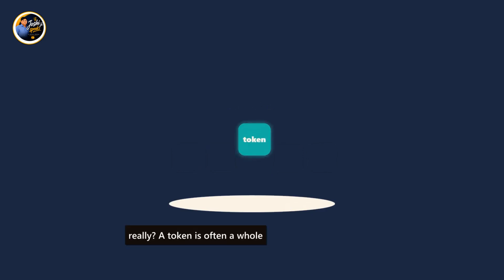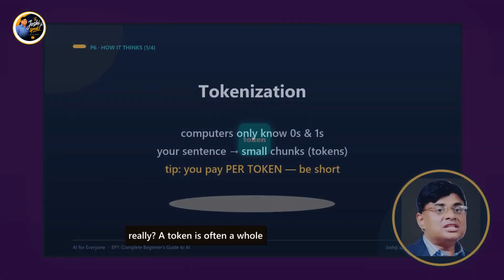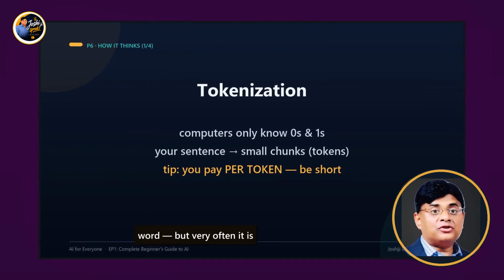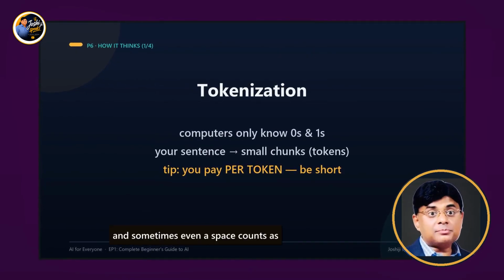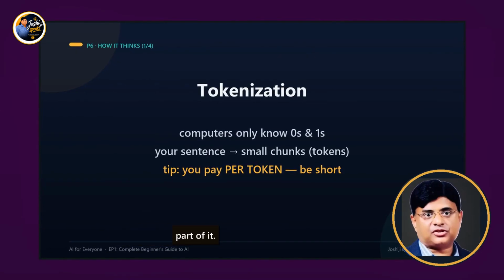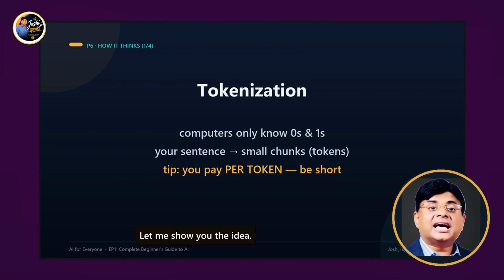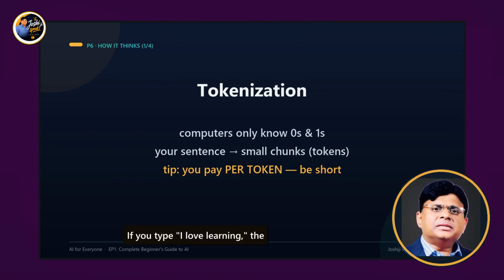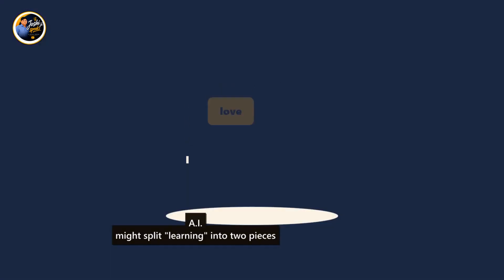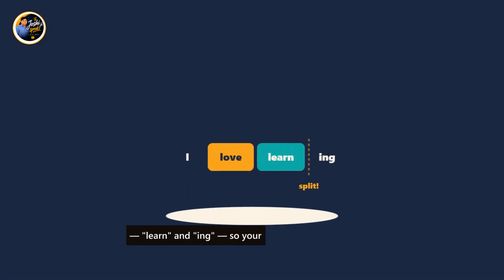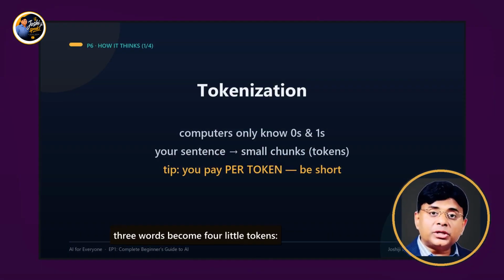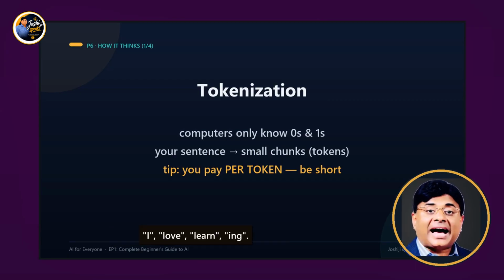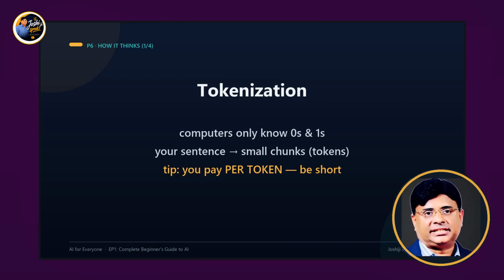So what is a token, really? A token is often a whole word, but very often it is just a piece of a word, and sometimes even a space counts as part of it. Let me show you the idea. If you type, I love learning, the AI might split learning into 2 pieces, learn and ing, so your 3 words become 4 little tokens, I, love, learn, ing.